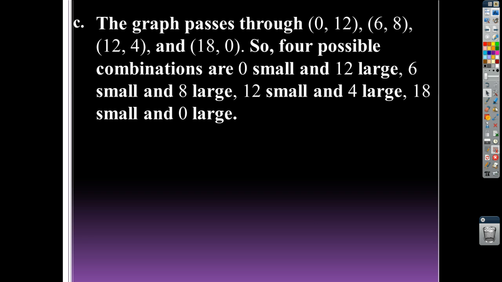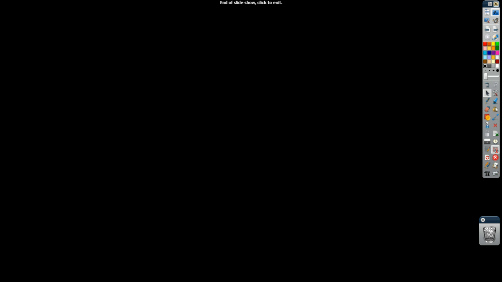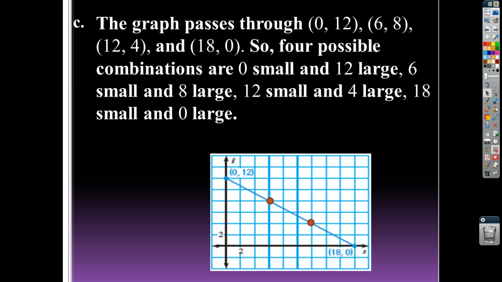Then when we look at this, whoops, too fast. I've got a couple other possible combinations, right? I've got this one right here, which would be 2, 4, 6, so 6 small, and 2, 4, 6, 8 large. And then another one at 12, 4, which would be 12 small and 4 large. Okay, and those are other possible combinations.